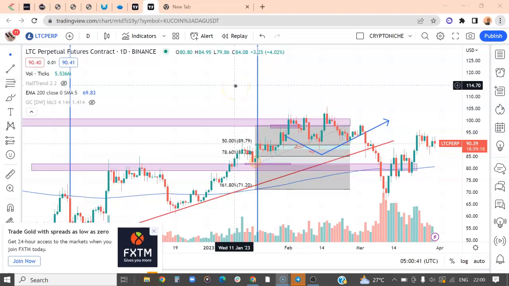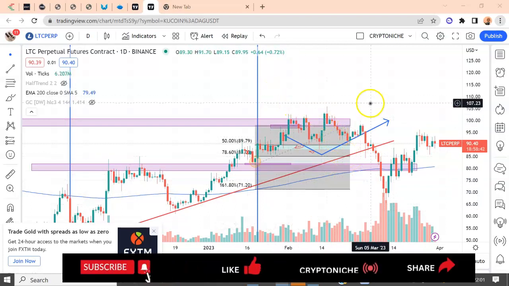LTC, Litecoin. So what's up with it? If you recall, we've actually analyzed LTC before, and during that analysis, we took a look at different views on different areas of interest, at the time that we did the analysis.